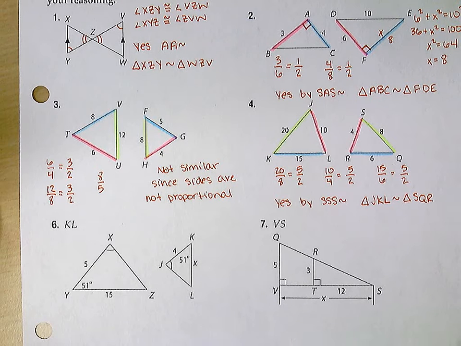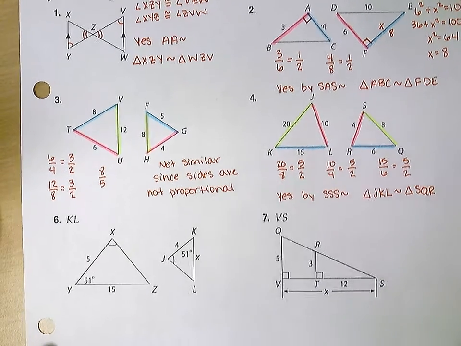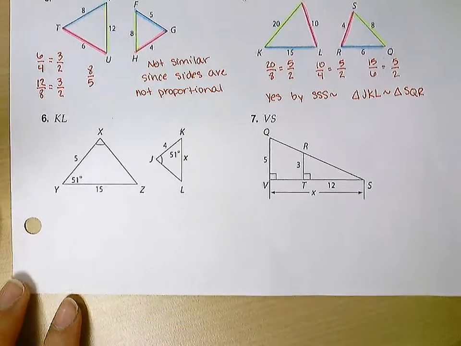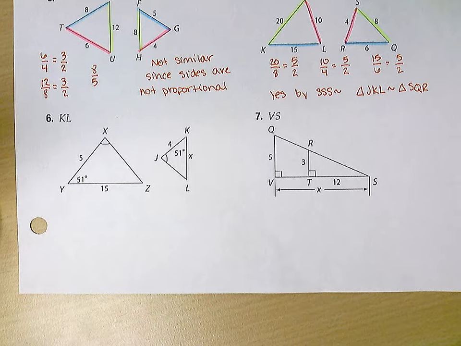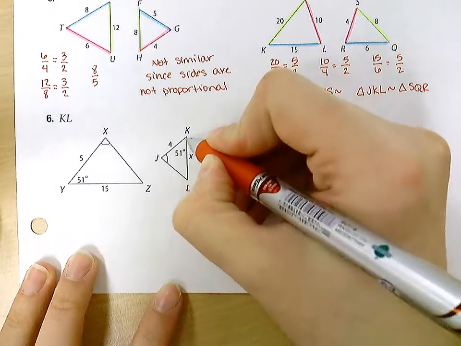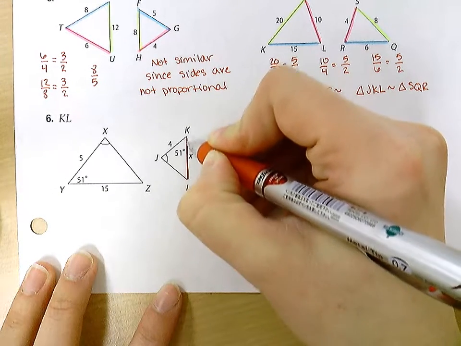Okay, any questions on proving why these triangles are similar? Or why they would be similar? All right, then at the bottom we do have some problems where you're just finding the value of x. So first what you want to do is make sure these triangles would be similar, and then you want to set up a proportion to find that missing side. So in this one we're trying to find KL, which is the side right here where that x is.